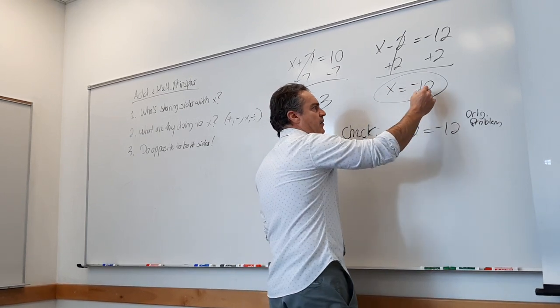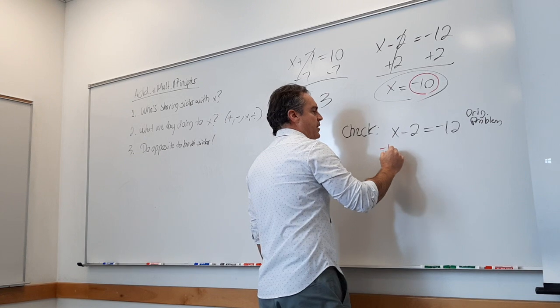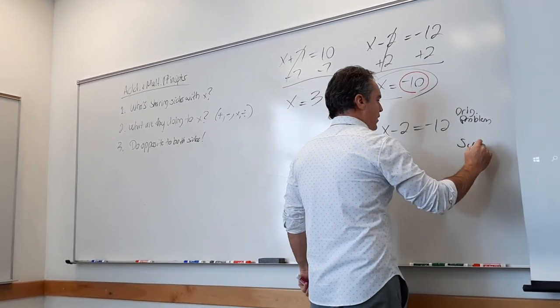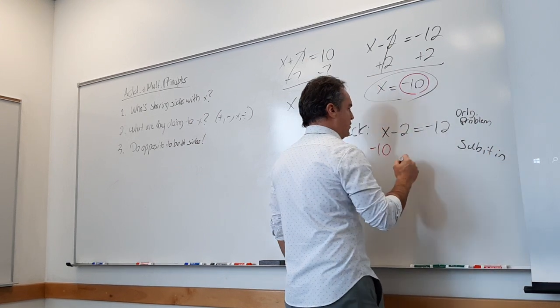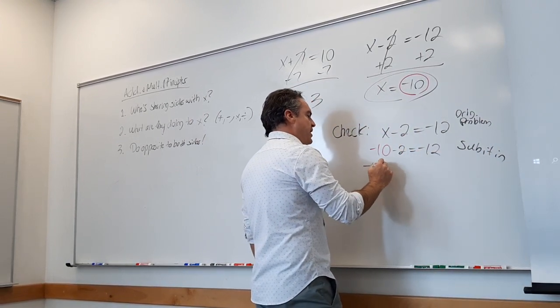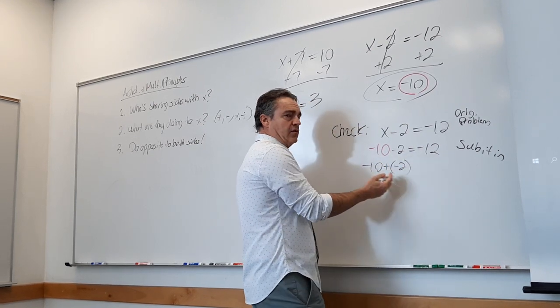X equals negative 10. So where there's an X, I put in a negative 10. I substitute that in. So this next step is to sub it in. Sub in the answer. Negative 10 minus 2 equals negative 12. Do you agree with me? This is negative 10 plus negative 2. All subtraction converts to addition, yes?